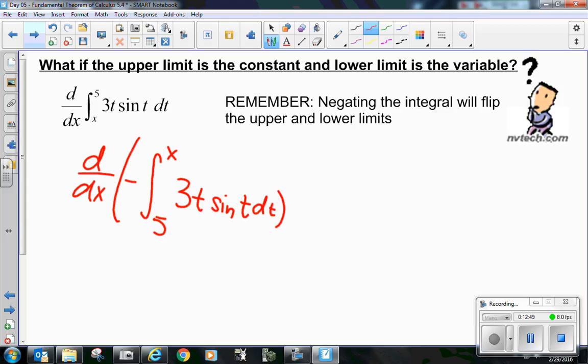So now, apply what we just learned. What's that going to equal? 3x sine of x. Negative. Don't forget, the negation has to be there because the bounds are flipped. That's it.